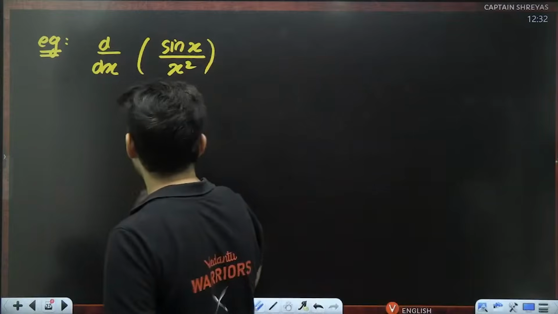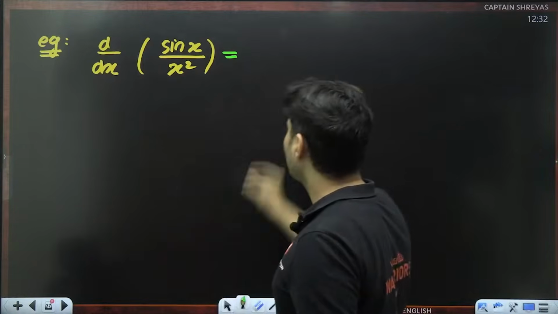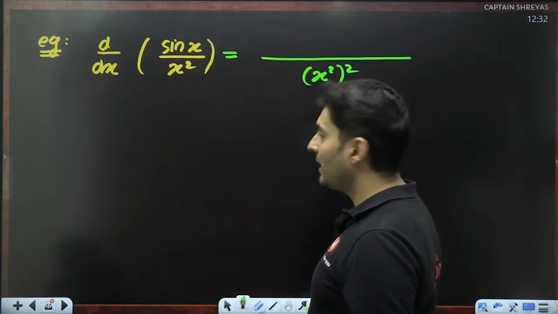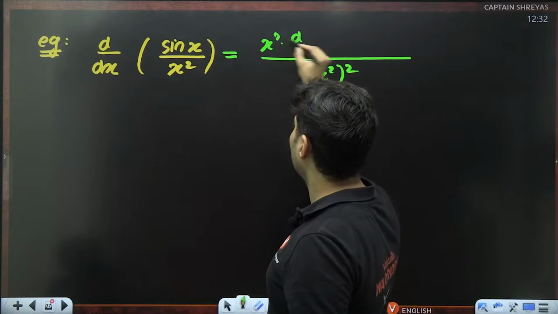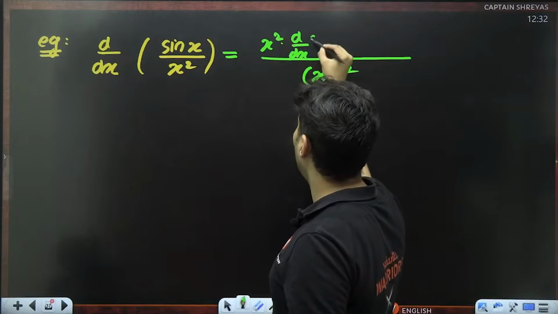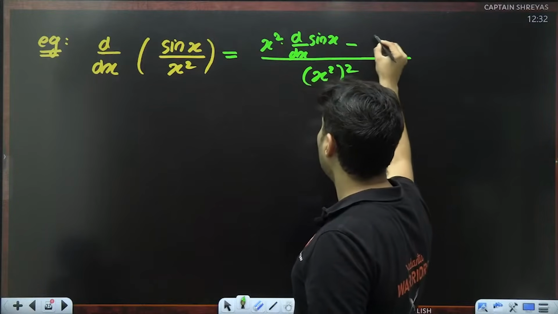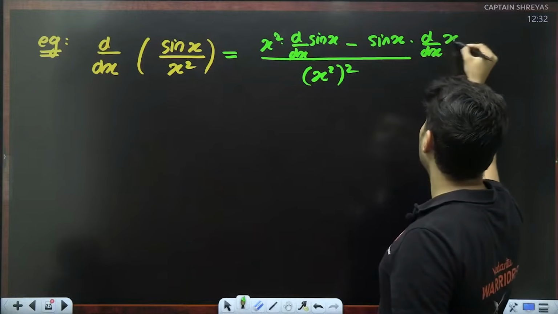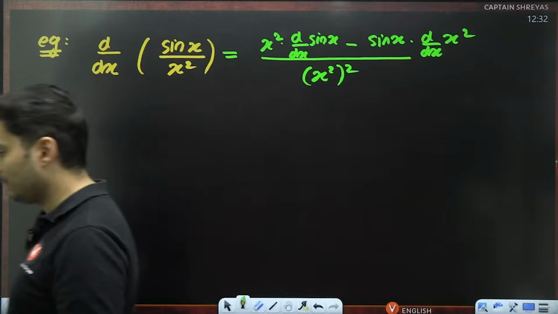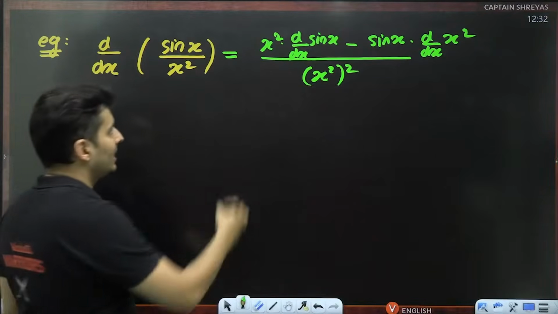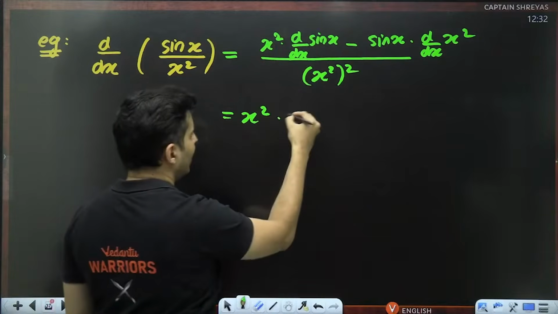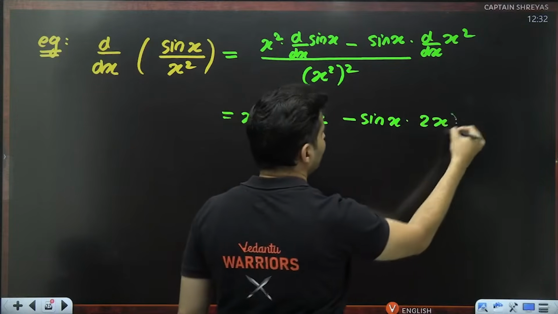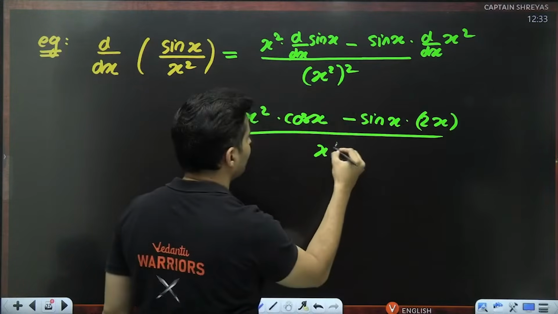This is a division, the quotient rule. So what I will do is use the technique. First, take the denominator and square it. Then take the denominator times the derivative d by dx of sine of x, minus the numerator sine of x into the derivative of x square. That's all. Okay, let's see what we get. We'll get x square, the derivative of sine of x is cos of x, minus sine of x into the derivative of x square, which is basically 2x, the whole thing divided by x raised to 4.